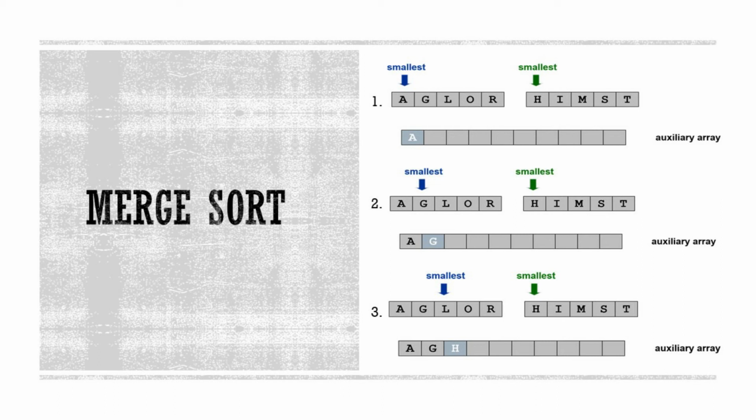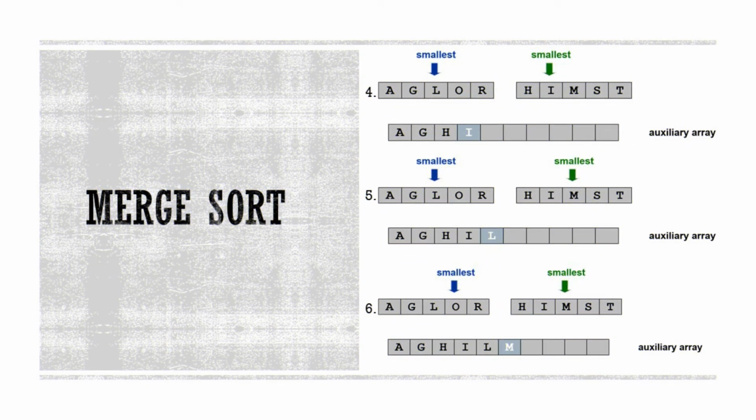And then the third one is, we choose L in the first half because G is already sorted into the auxiliary array. And then in the second half we still choose H to compare with L because H is not sorted yet into the auxiliary. So we compare H and L, and H is smaller than L, so H will be in the auxiliary array. So the process will be repeated until it's done.